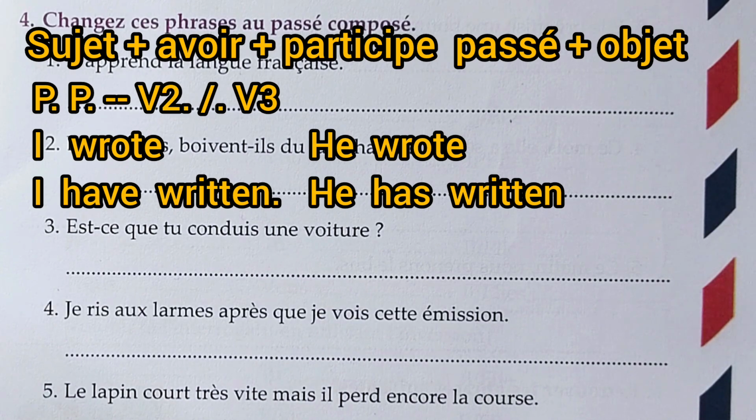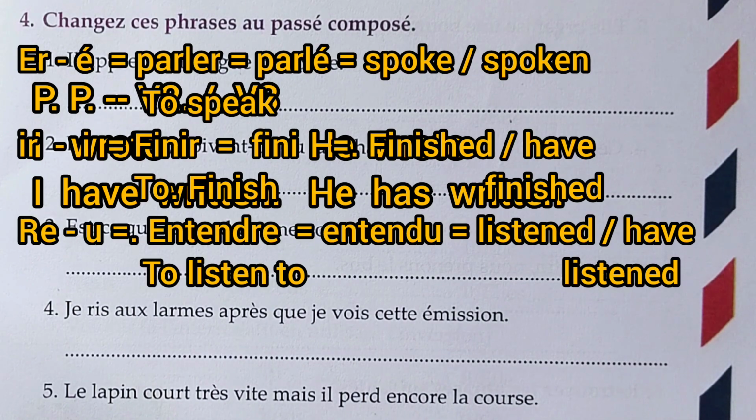For example, in English we say I spoke, I have spoken, he spoke, he has spoken, I wrote, I have written, he wrote, he has written. So for both of the tenses we can use passé composé. Okay friends, and then I will tell you how we change the verb into past tense, meaning how we use the second and third form of the verb. For that we use another formula, another trick.